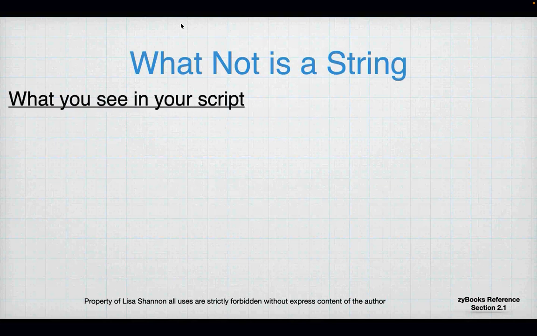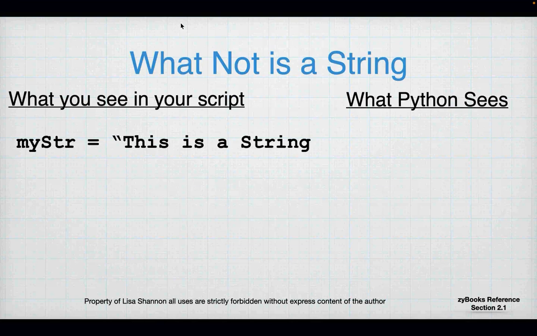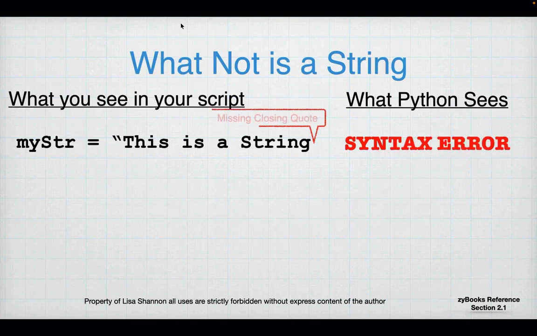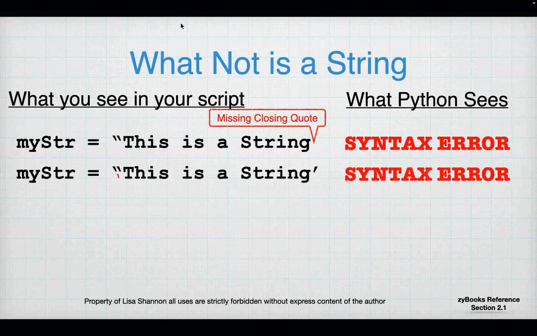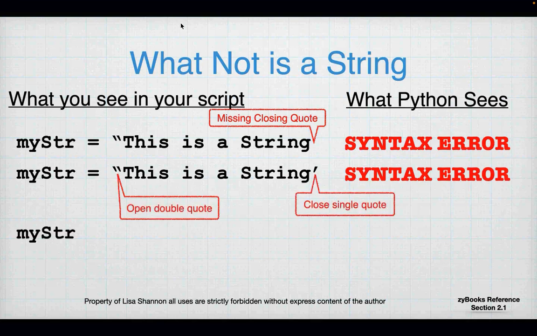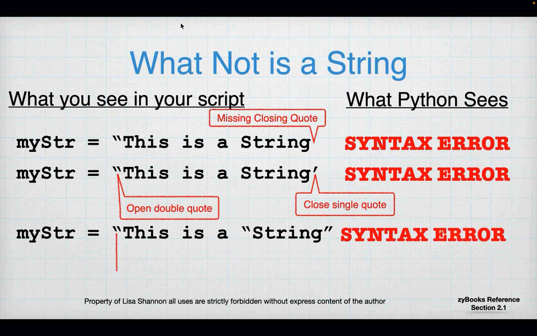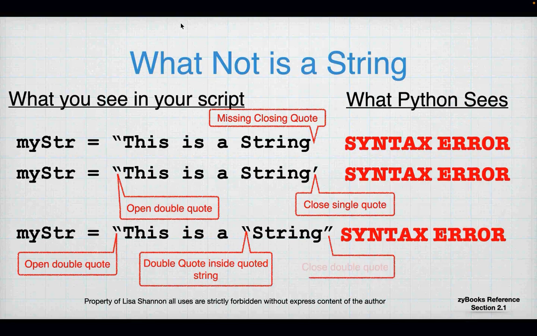So, what isn't a string? This is what you'll see in your script. What Python will see is a syntax error, and we'll go through some of these in PyCharm. And that's because it's missing a closing quote. This is also a syntax error, because I am opening with a double quote, and I'm closing with a single quote. And this is also a syntax error, because I have too many quotes. I have a double quote to start with, and then somewhere in the middle, I have a double quote, and at the end, I have a double quote.